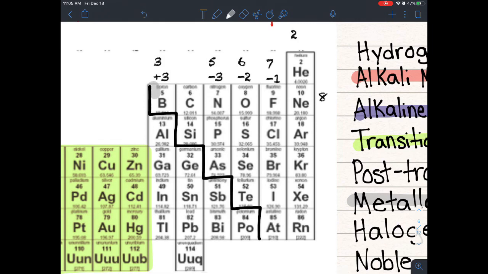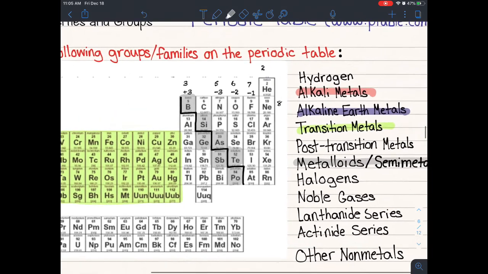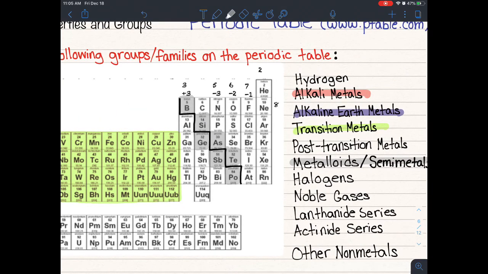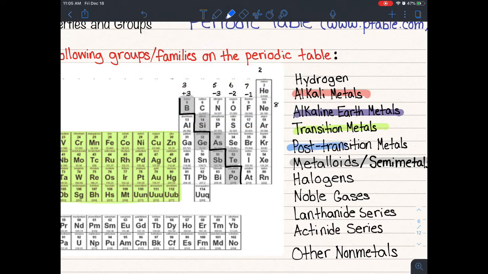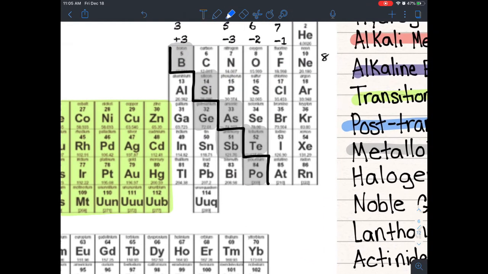So that starts with boron, and then silicon, germanium, arsenic, antimony, tellurium, polonium. So those will be our semimetals. And then once I have that family labeled, I can easily go back and fill in my post-transition metals, which is everything else that's left.